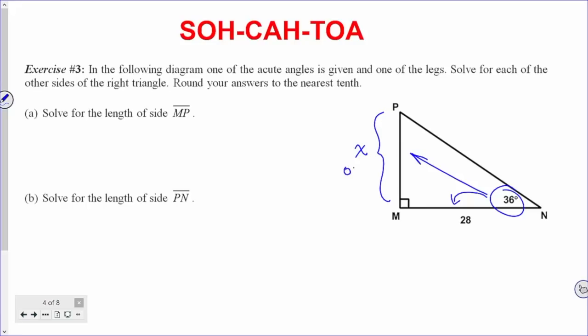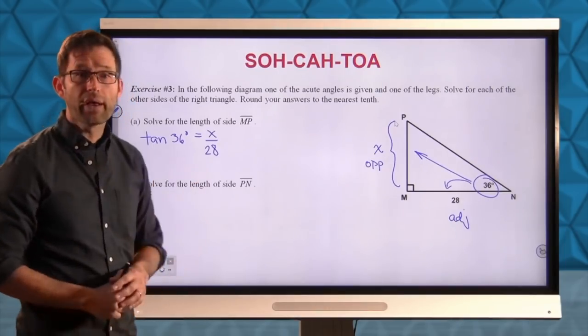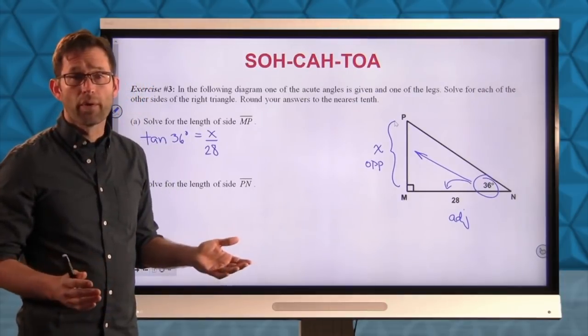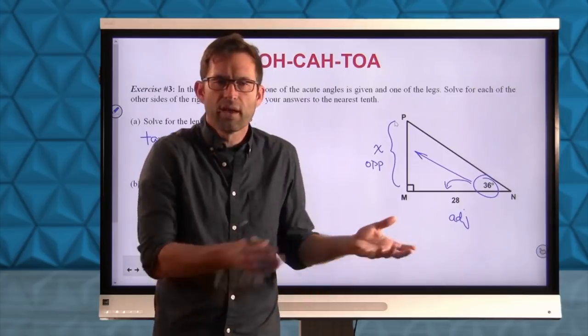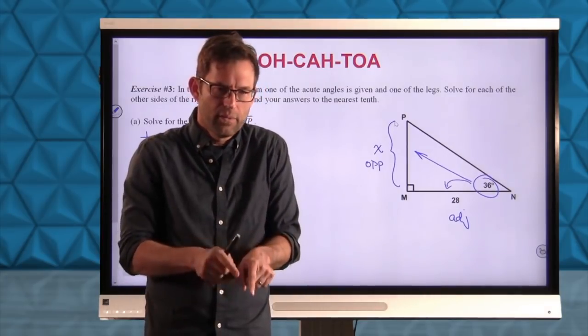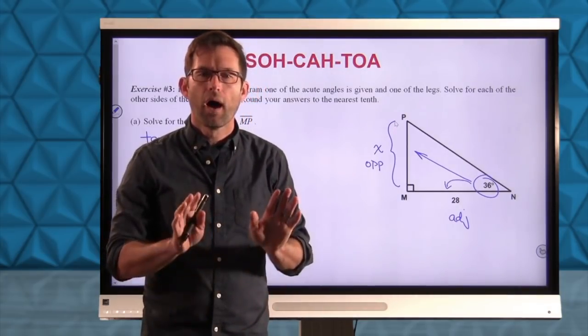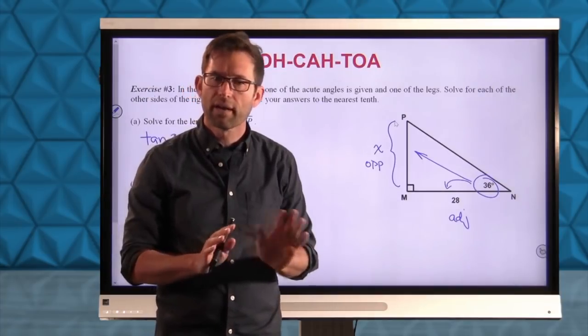Because the x is the side opposite and the 28 is the side adjacent. So I can literally say that the tangent of 36 degrees is equal to x divided by 28. Now remember, I'm trying to solve for x. Now the tangent of 36 is some messy decimal. Right? We could take our calculator out right now and ask what the tangent of 36 degrees is. I'm going to leave it though for right now. I'm not going to touch it.